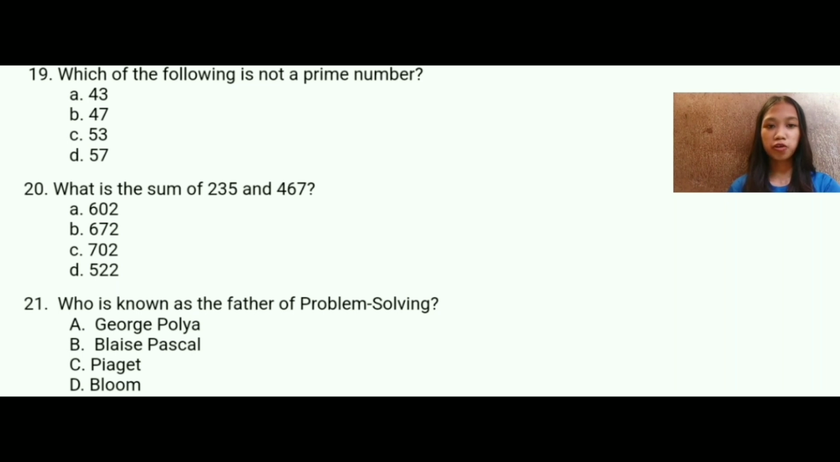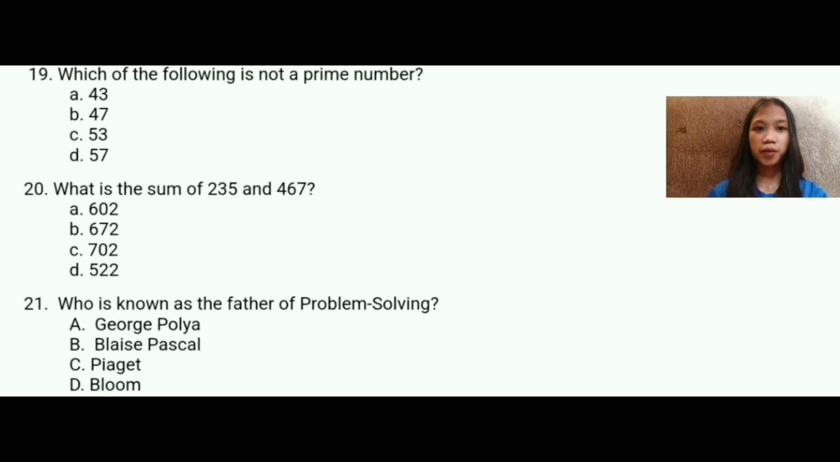For letter A, 43, this is incorrect because 43 is a prime number. So it cannot be divided evenly by any other number than 1 and itself. For letter B, 47, this is also incorrect because 47 is a prime number for the same reason as 43. And for letter C, 53, it is also incorrect because 53 is also a prime number. And now let's proceed to number 20.